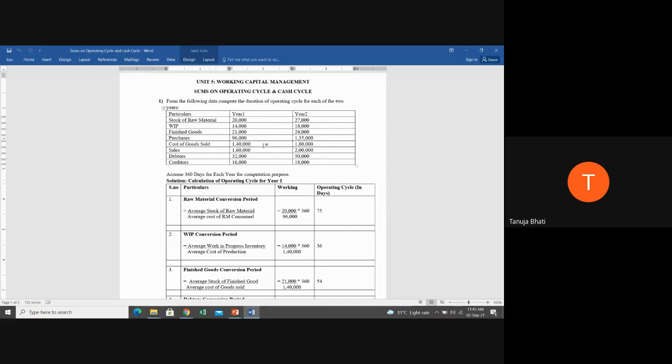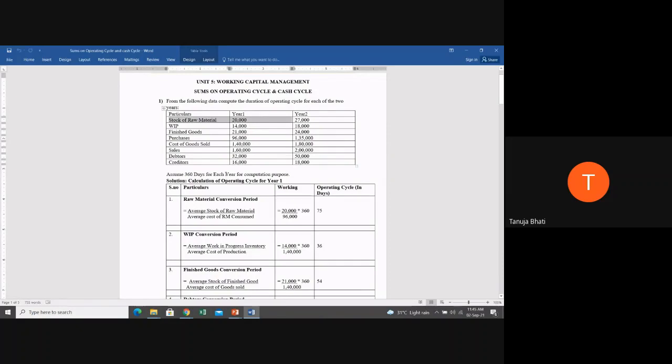They have not told you gross operating cycle or net operating cycle, just operating cycle. If we solve the net operating cycle, it will be ICP plus DCP minus CPP, that is the creditors payment period. Now, in order to calculate ICP we require three things: raw materials, work in progress, finished goods. That is the raw material conversion period, work in progress conversion period, and finished goods conversion period. First I am just going to do year one, and on the same basis you have to do year two.